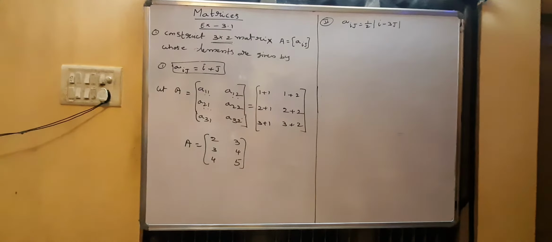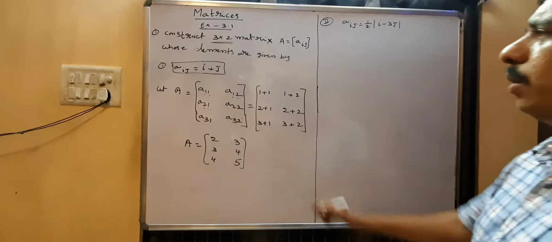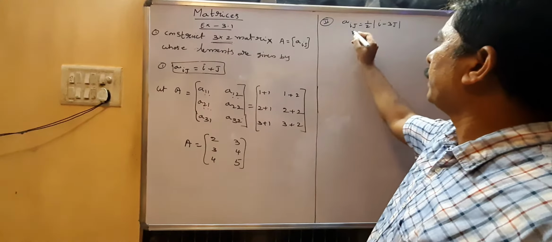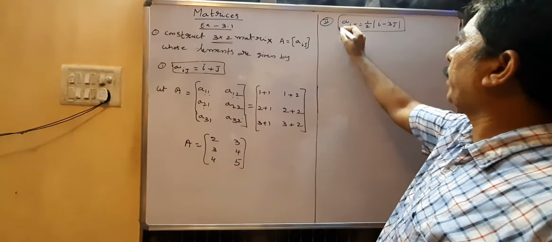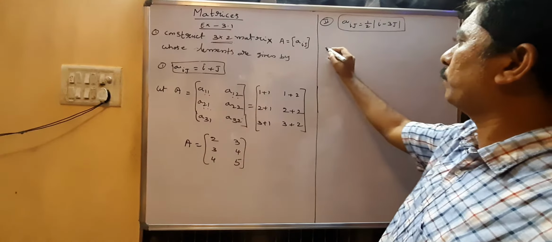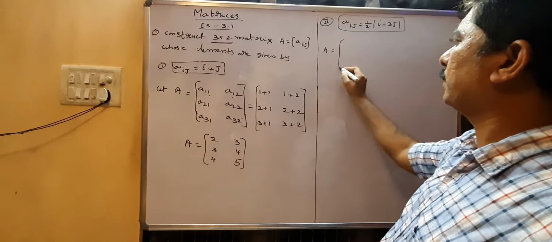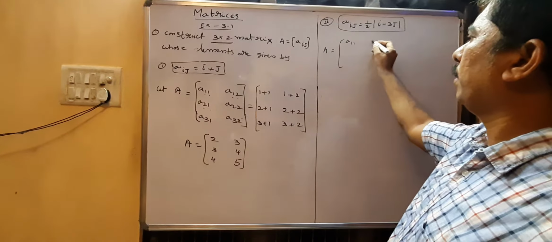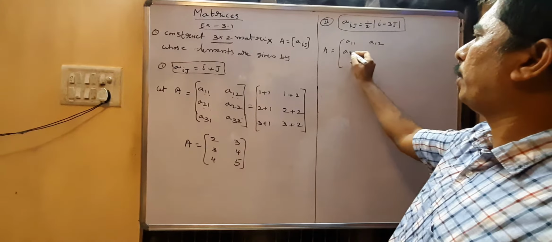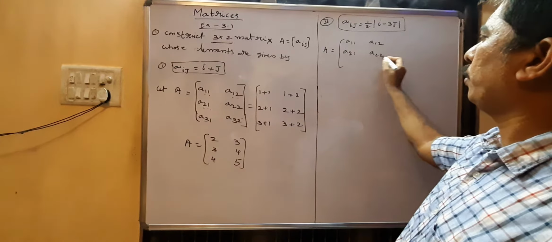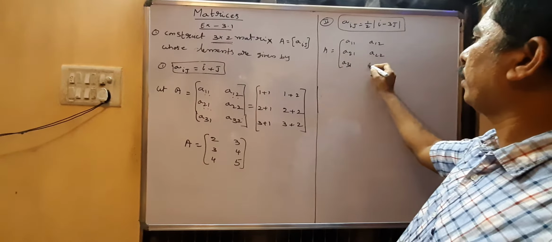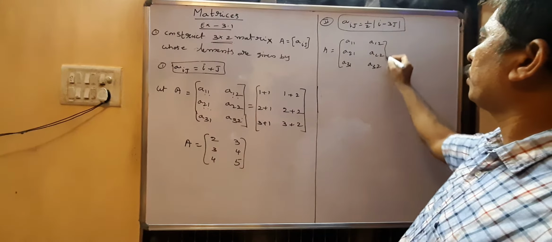Coming to the second bit. Copy the first bit. Same, you have to consider a 3 by 2 matrix. A_ij is given as 1 by 2 into mod of i minus 3j. So the capital A matrix: first row first element A11, A12, A21, A22, A31, A32. Substitute in the matrix.